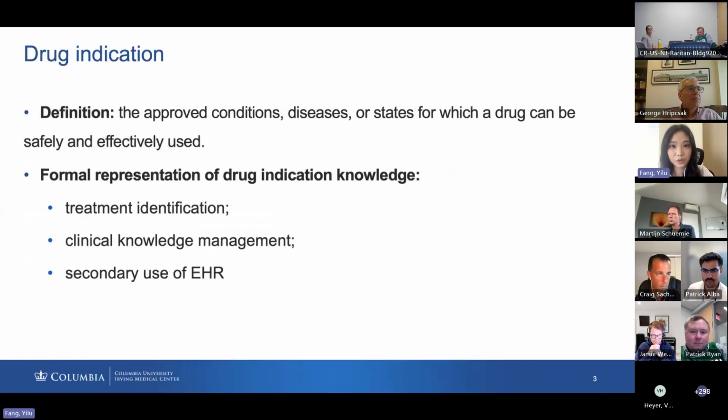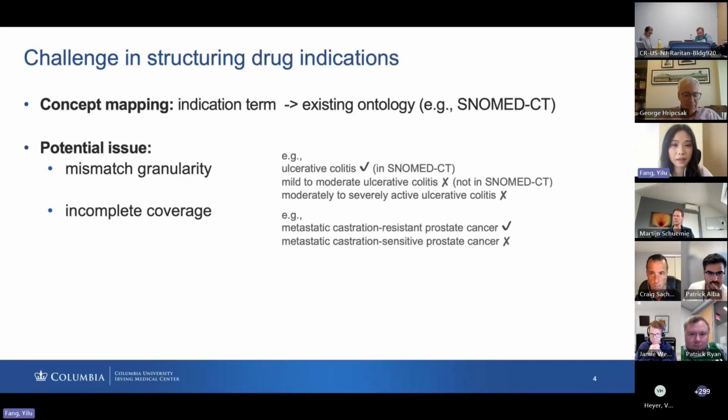Drug indications refer to the approved conditions, diseases, or states for which a drug can be safely and effectively used. Formally representing drug indication knowledge can help identify appropriate treatment, facilitate clinical knowledge management, and support the secondary use of electronic health records data. A common practice to structure drug indications is concept mapping, where we map the indication terms to existing ontologies like SNOMED-CT manually or automatically.